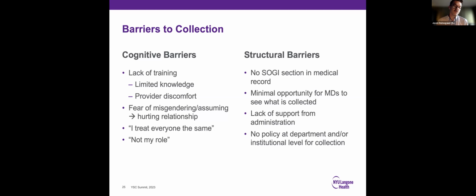So what are some of the structural barriers? No SOGI section in electronic medical records, minimal opportunity for medical doctors or other providers to see what is collected, lack of support from the administration of the institution, or no policy at the department or institutional level for collection or protections of collecting said information. And now there's also the concern of political recoil. If you seek affirming care in a different state, is that going to be accessible and used against you in your home state, which may have anti-gender affirming care bills in place?